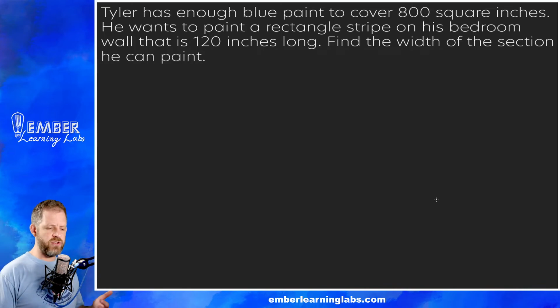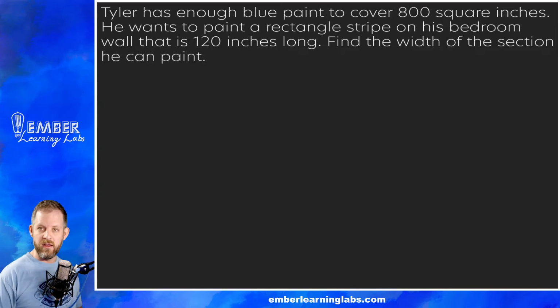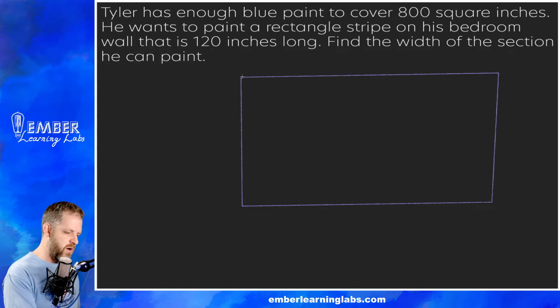Now, another strategy for solving word problems that can be useful is if the problem describes a picture but doesn't give you one, draw the picture. It'll help. Okay, so what we are told is that we've got a wall here, right? Got a big old wall that's 120 inches long. And he wants to paint a blue stripe, right? So he wants to paint this blue stripe on the wall in here. So he wants to paint all that. And we know that he can cover 800 square inches.